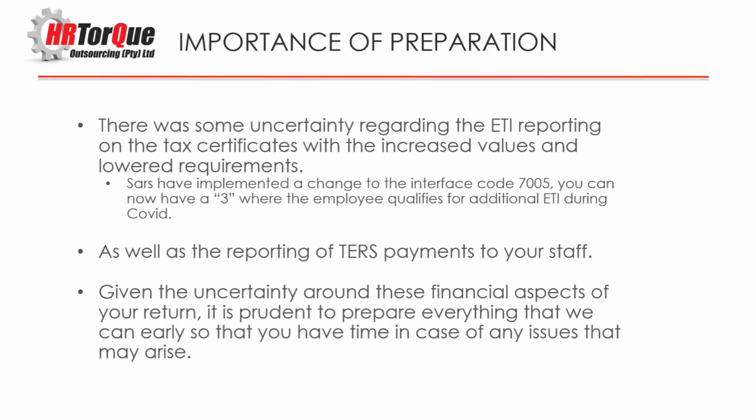allowed. That type 3 is only allowed for the months during the hard lockdown, and if you try and use it beyond that, it will reject that 3. So it's just something to be aware of when you're doing the validations. Often your payroll system or perhaps even SARS will say that those values are not allowed because the person is over 29. Okay, we've also got to remember that we should be reporting our TERS payments to our staff.